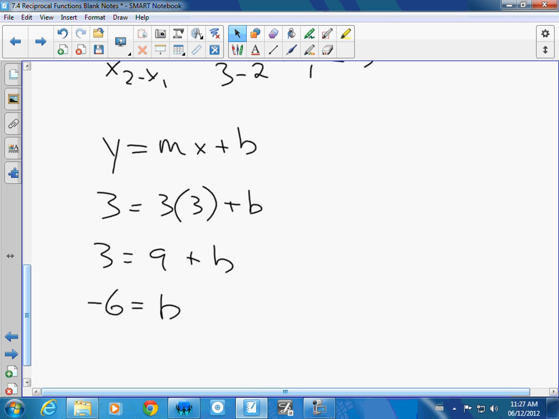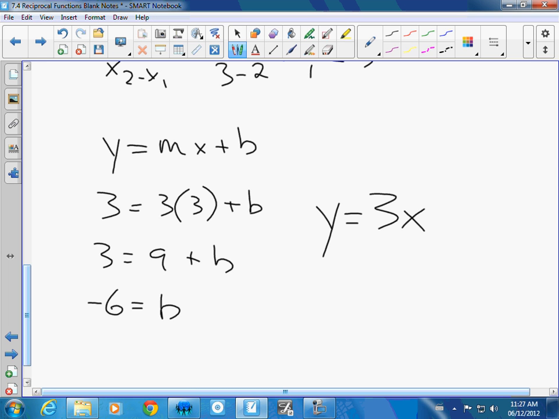Okay, so what's the original equation then? Y equals 3x minus 6. That's the original equation. What would the reciprocal be? Y equals 1 over 3x minus 6.